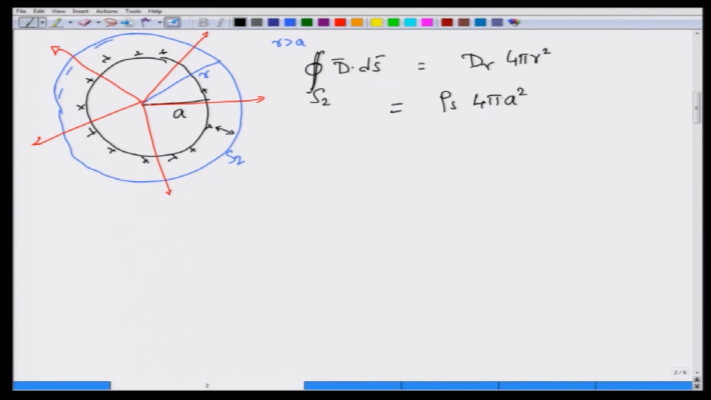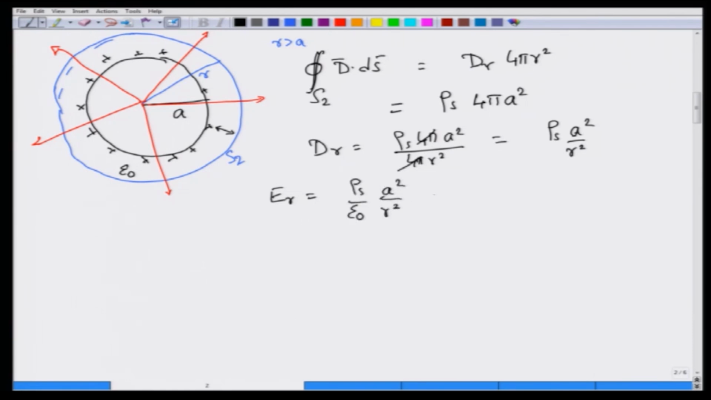Okay. So, now we will simply equate the left hand and the right hand side of Gauss's law, thereby getting Dr as rho s 4 pi a square divided by 4 pi r square. So, 4 pi in the numerator and 4 pi in the denominator go away, and you are now left with rho s a square by r square. Okay. So, this is the radial D field. The electric field Er, again assuming that the medium outside here is filled with epsilon 0, the radial electric field Er will be equal to rho s by epsilon 0 times a square by r square, provided r is greater than a.